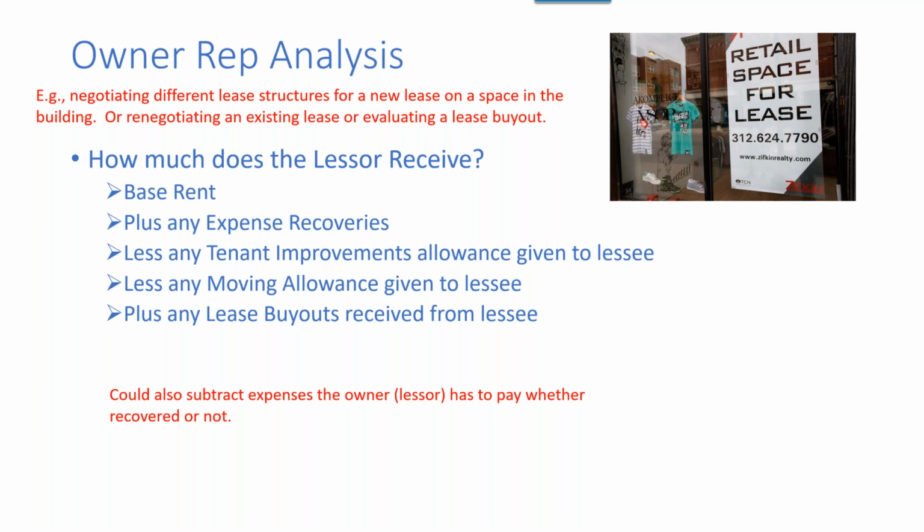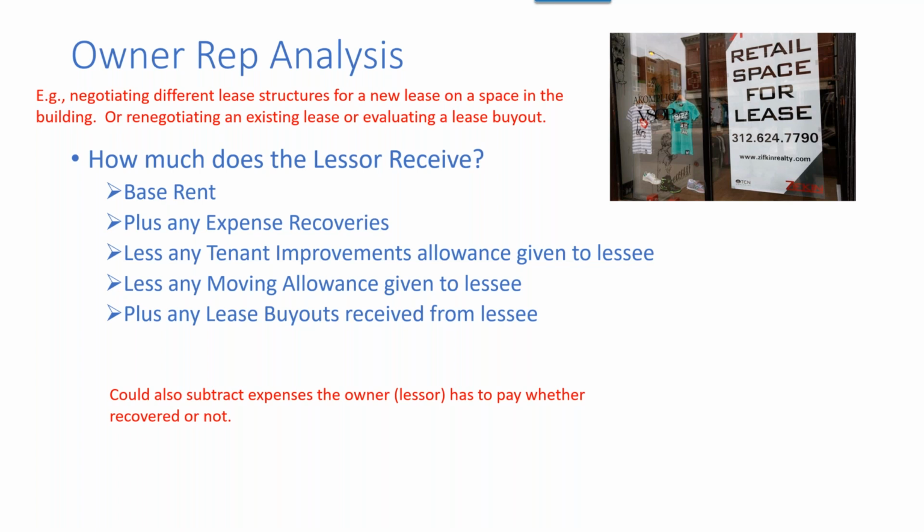And so that would be part of your rental income. Usually it's added right below the base rent in a lot of pro formas. And then there may be some tenant improvement allowances given to the lessee. So that would be a negative, right? That kind of reduces the effective rent that you end up getting on the property.